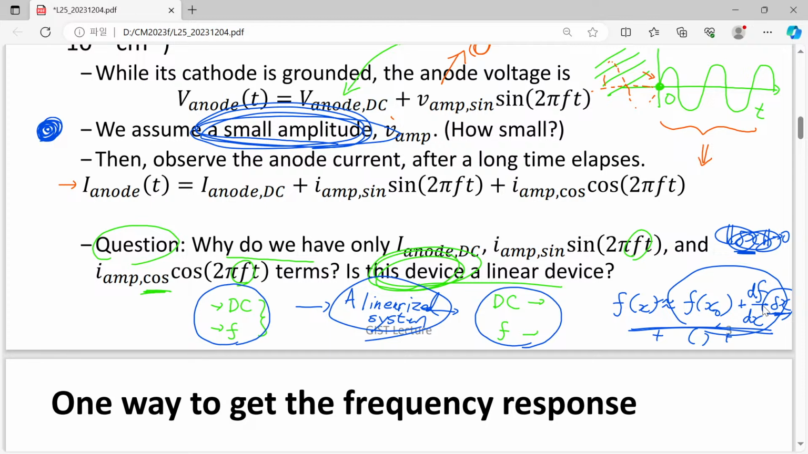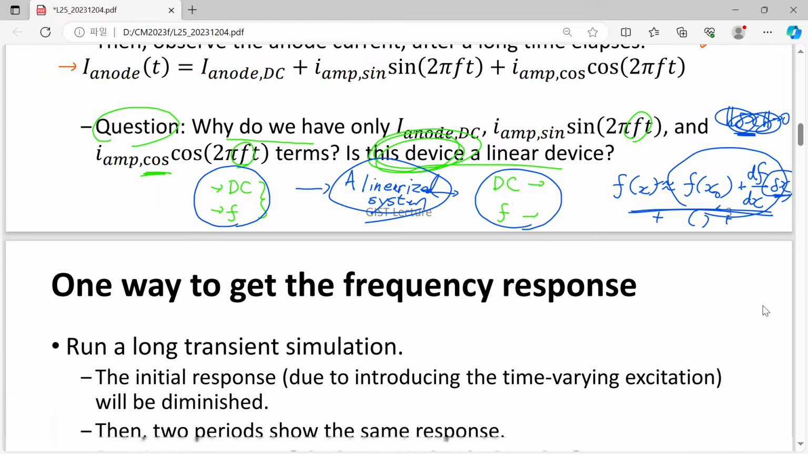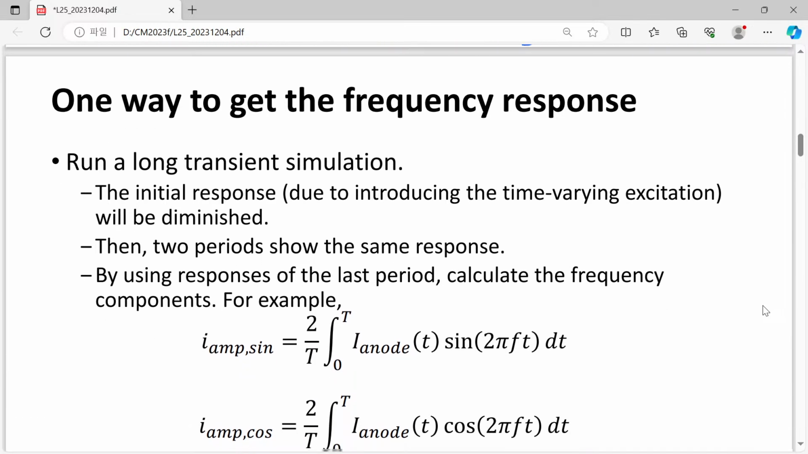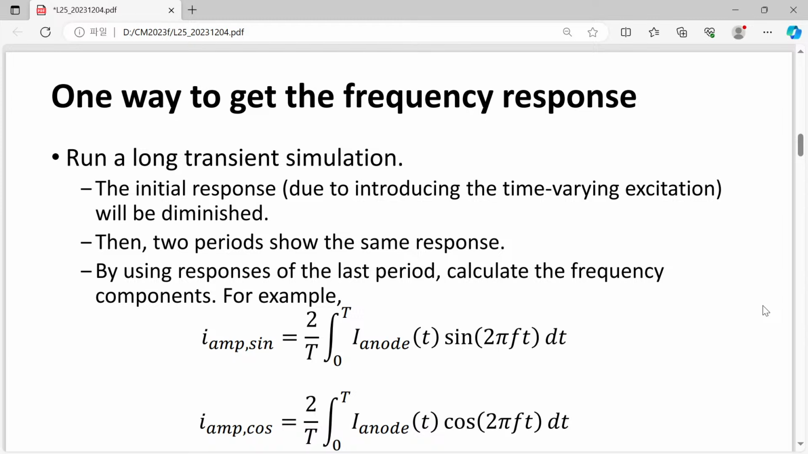I'm stressing this lesson quite a lot, so please note that although our discussion up to now seems to be quite fascinating, please remember that it is a limited theory, valid within small amplitude.